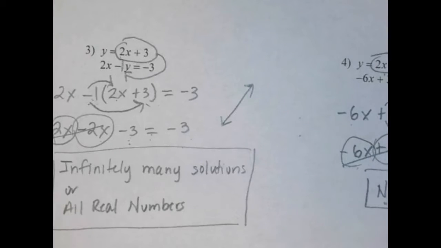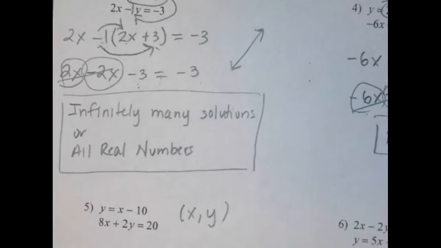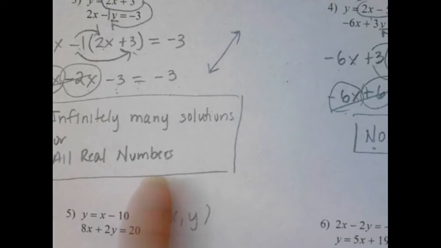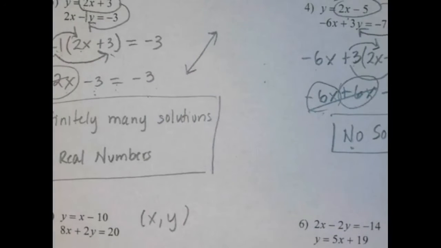No, they're not all going to be infinitely many or all real or no solution. You are going to have a couple with answers in the form of an ordered pair, x, comma, y. Okay? So those are your 3 choices. Infinitely many, no solution, or an ordered pair.